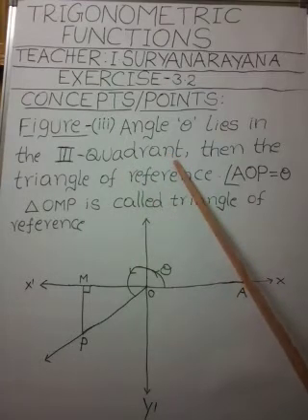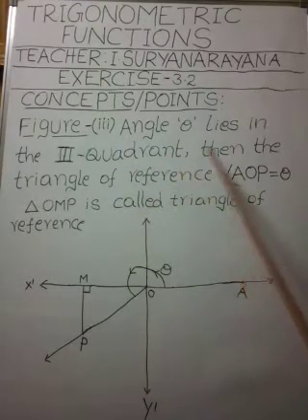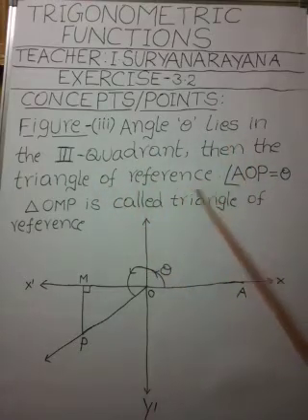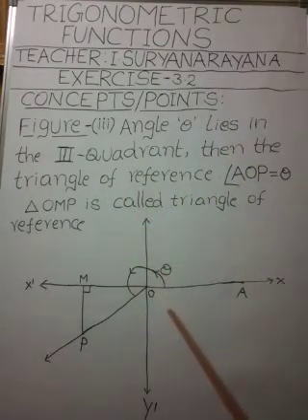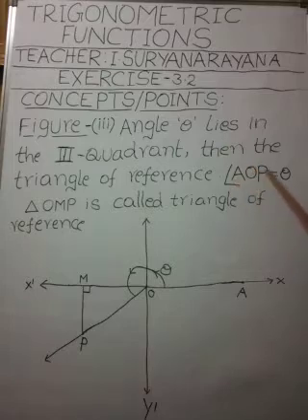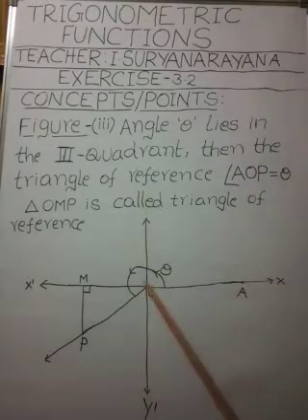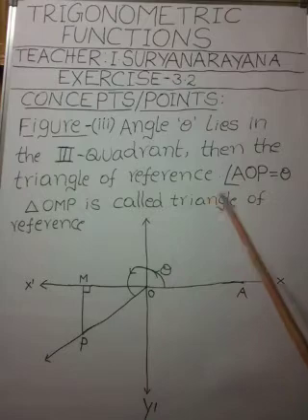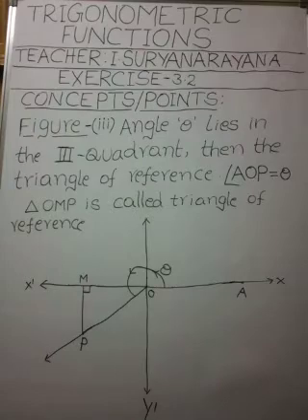Angle theta lies in the third quadrant. Then the triangle of reference. We have to draw the triangle of reference. See here, angle AOP is theta. Angle AOP is theta. This angle is in the standard position. How can you say this angle is in the standard position?